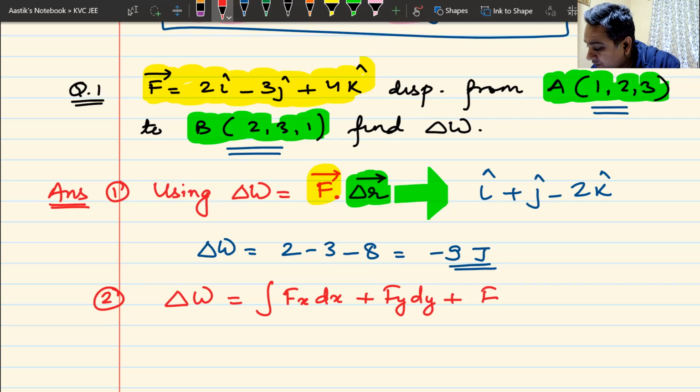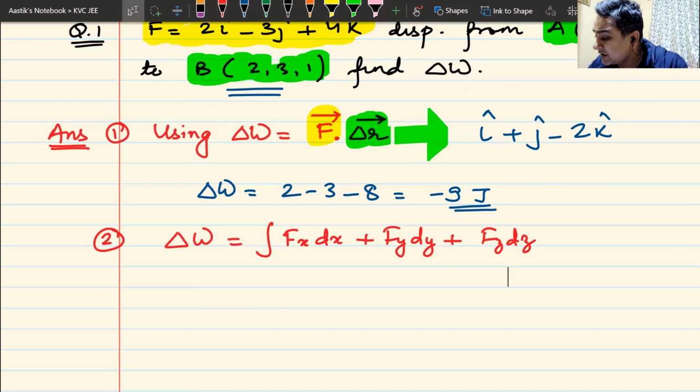Plus Fz dz. In this case, this tarika will look longer because it is the general tarika. Always the general method is longer. You have to look for what some people call shortcuts. I don't call them shortcuts because I think shortcut is a very wrongly and loosely used term. I will call it smart work. So for me, it is not shortcut, it is smart work.